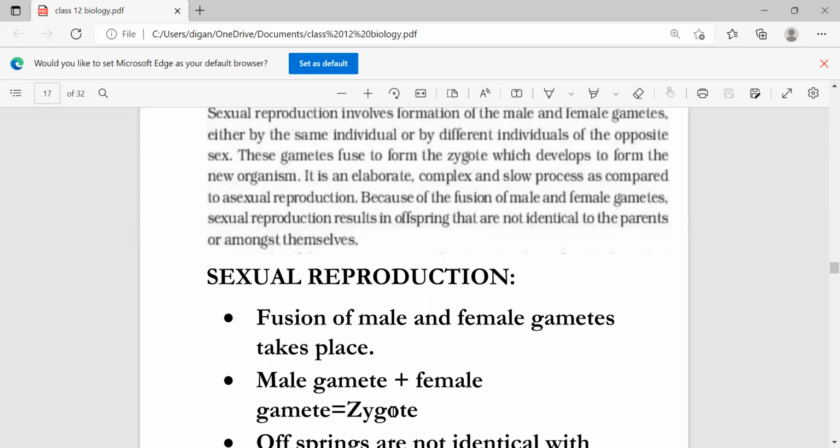In asexual reproduction, offspring are formed from a single parent, but in sexual reproduction, the male gamete comes from the father's body, the female gamete comes from the mother's body, then a single structure is formed which is called zygote, and then the zygote is transformed into the offspring.